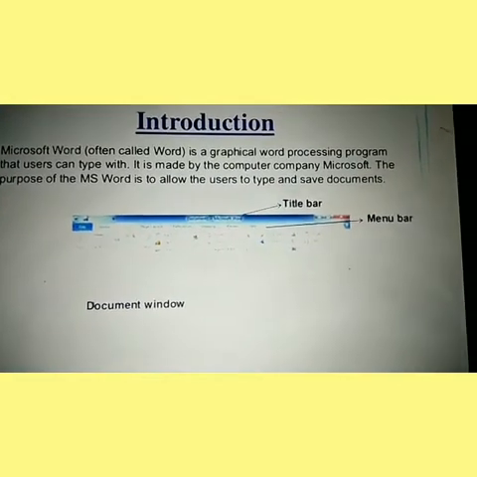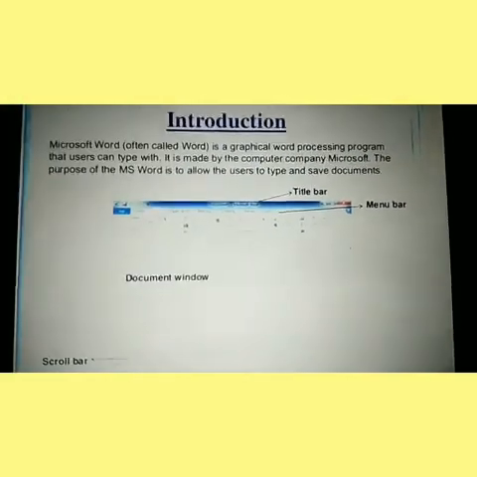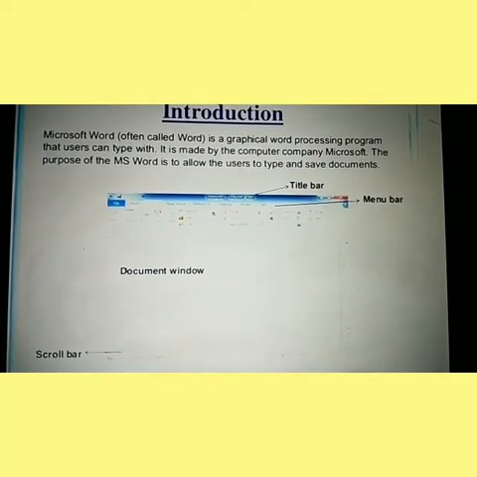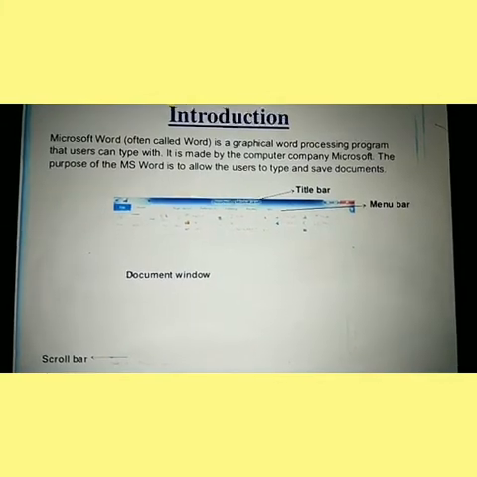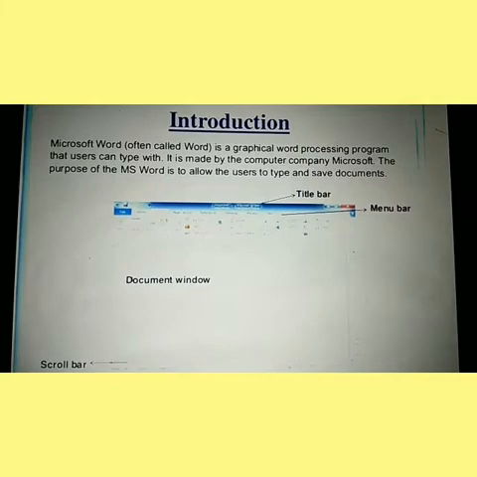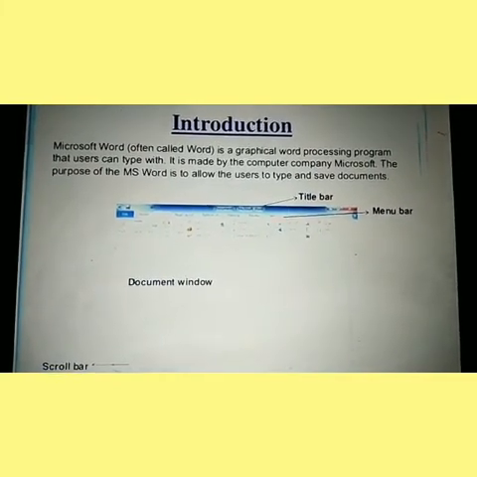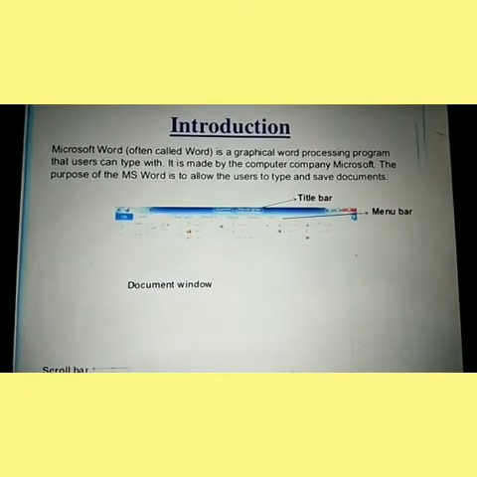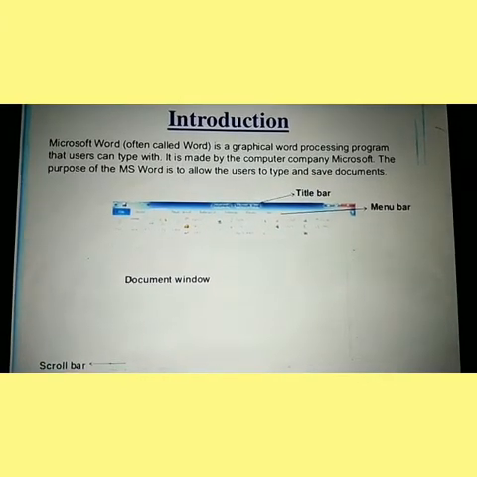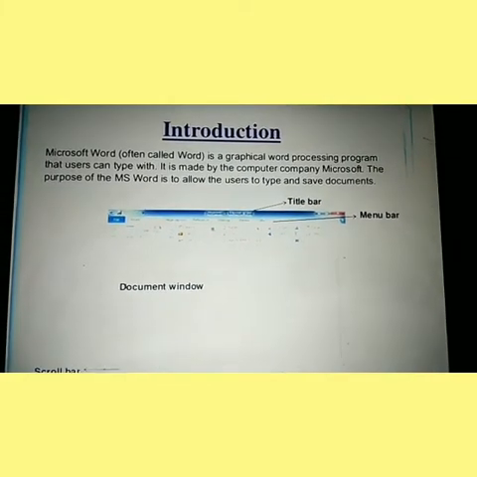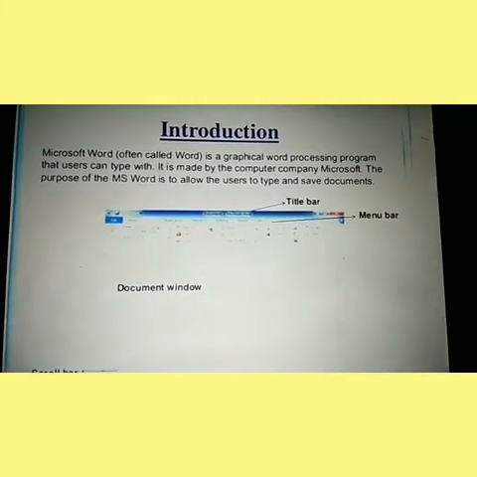And here are the parts of Microsoft Word. Firstly, the title bar means the heading. We can enter a title name with the help of Word. Second is the menu bar. We can apply features with the help of the menu bar. And the area in between is the document window. And next, the scroll bar. We can scroll up and down with the help of the software.